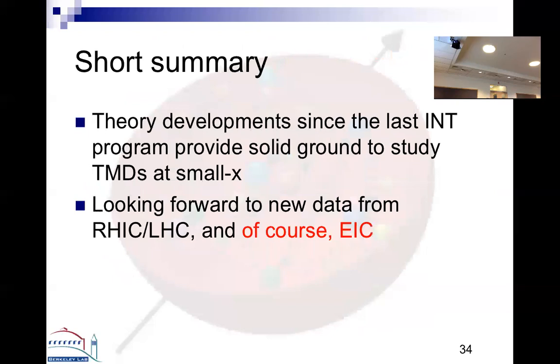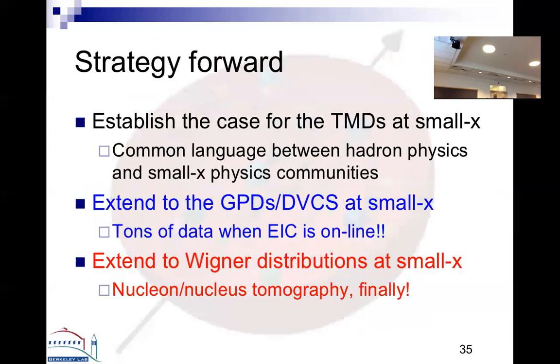We're really looking for new data. So the strategy going forward, in my view, is that we can establish a case for TMD at small x as the first step, because I think TMD is really a common language with the hadron physics community and the small x community, and we know better about the theoretical uncertainties. Then we can extend to GPD and DVCS at small x. I don't have time to talk about it, but that will definitely be one thing we can do. The advantage is that it will come with EIC data. We already will have tons of data from JLab for moderate to large x, but at small x, the EIC will provide tons of data. Andreas already talked about it yesterday: extending the description will be great for our nuclear tomography. And that's it. Maybe I'll stop here.